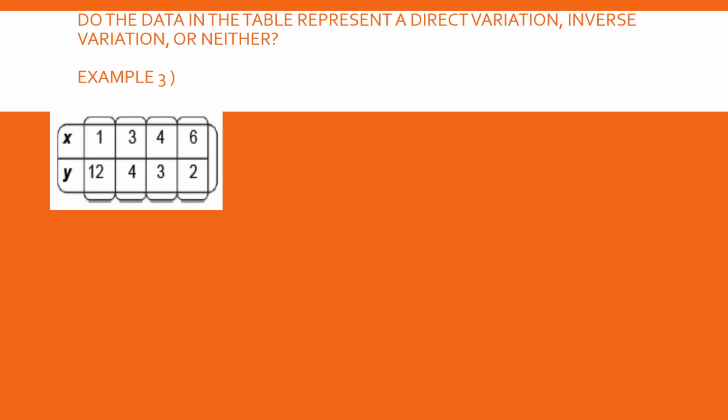So on here, first thing you ask yourself is what? About what? Your x. And what are your x's doing? They're increasing. And then you check your y's. And what are your y's doing? Decreasing. So if I have an increase in the x, a decrease in the y, what path does that lead me down? Inverse.